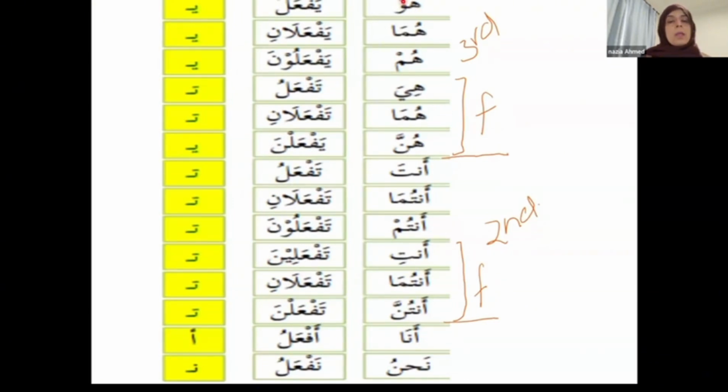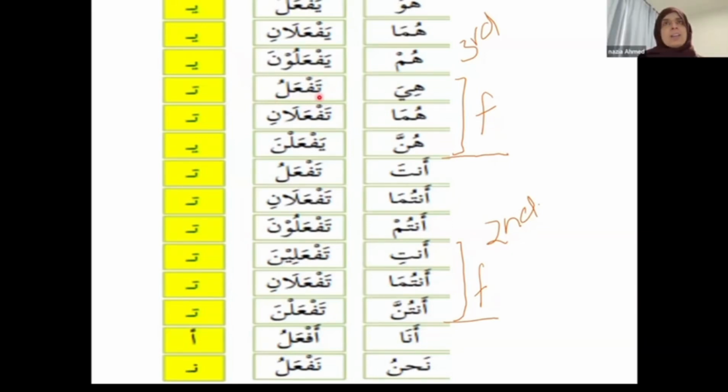Bismillah. So, huwa, he, yaf'alu. Huma, yaf'alani. Hum, yaf'aluna. Una sound. So this is masculine. Moving on to the feminine. Hiya, taf'alu. Is it something unusual? Anything unusual? The ta. Very good.